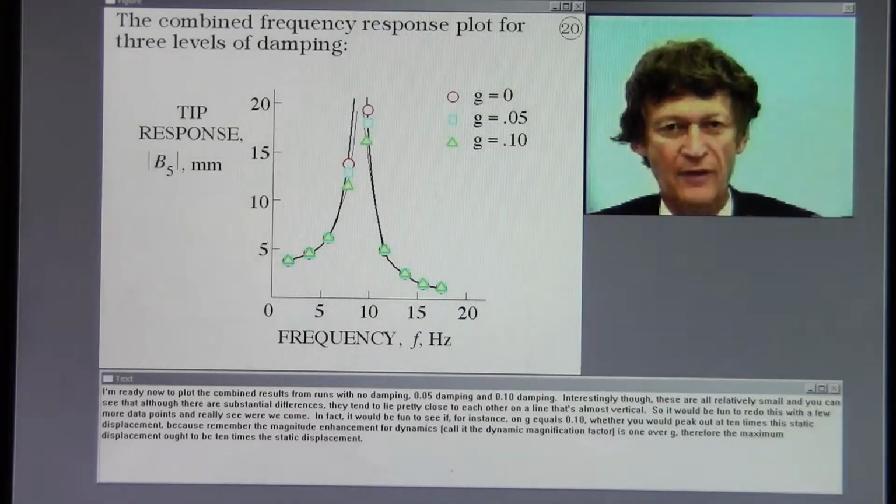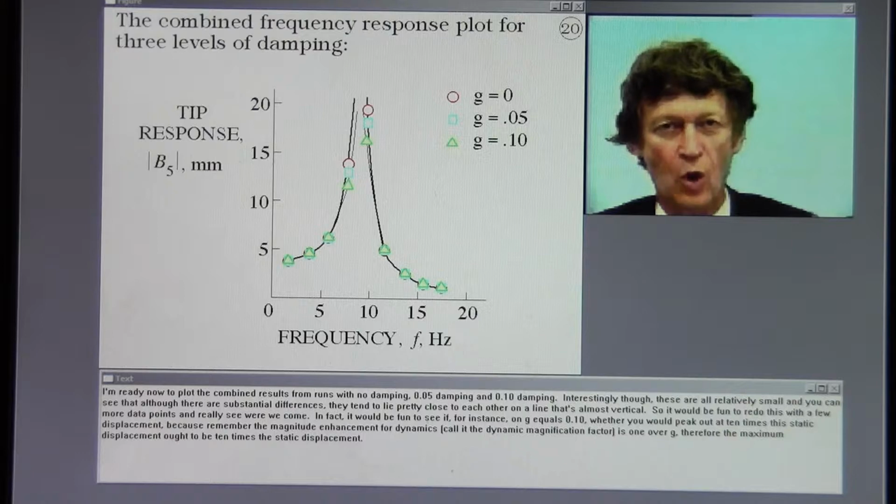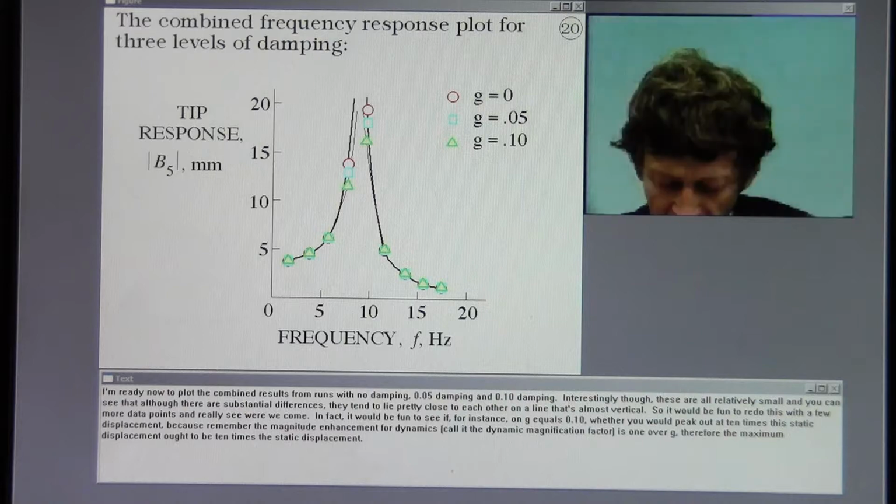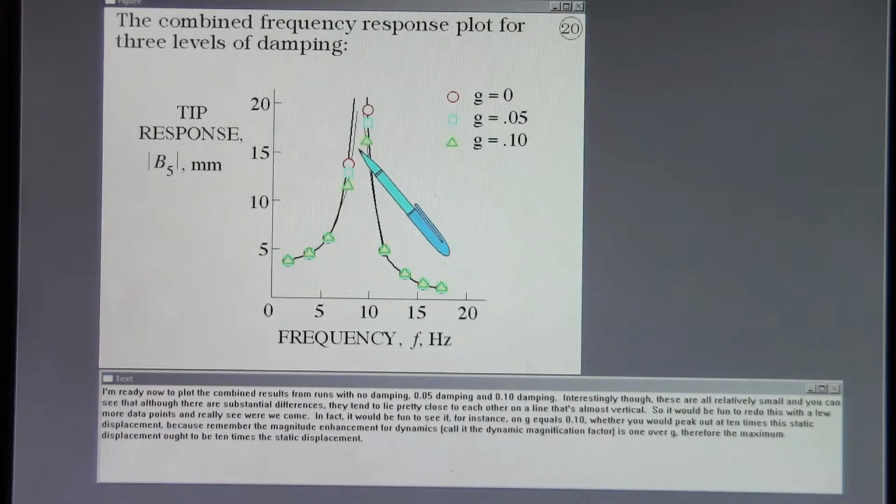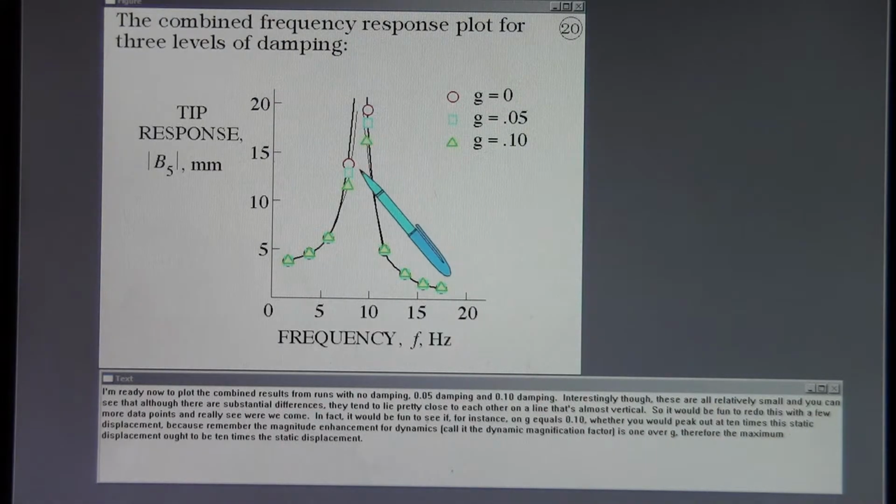I'm ready now to plot the combined results from runs with no damping, 0.05 damping, and 0.10 damping. Interestingly, though, these are all relatively small, and you can see that although there are substantial differences, they tend to lie pretty close to each other on a line that's almost vertical. So it would be fun to redo this with a few more data points and really see where we come. In fact, it would be fun to see if, for instance, on G equals 0.1, whether you would peak out at 10 times this static displacement.